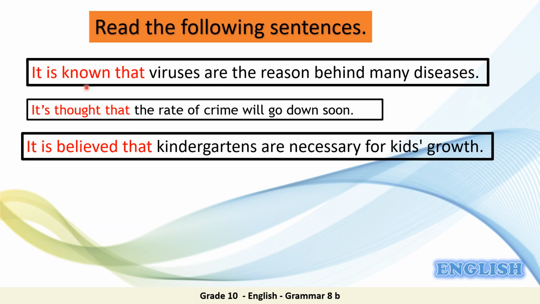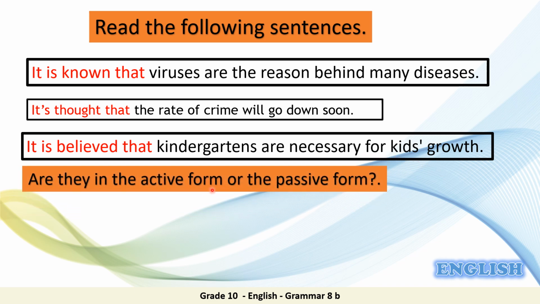Let's take another exercise. Let's read the following sentences also to find out, are they in active voice or passive voice? Number 1. It's known that viruses are the reason behind many diseases. It's thought that the rate of crime will go down soon. It is believed that kindergartens are necessary for kids' growth. Now, are they in the active form or the passive form?